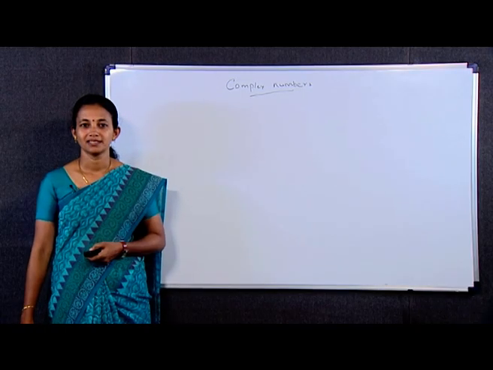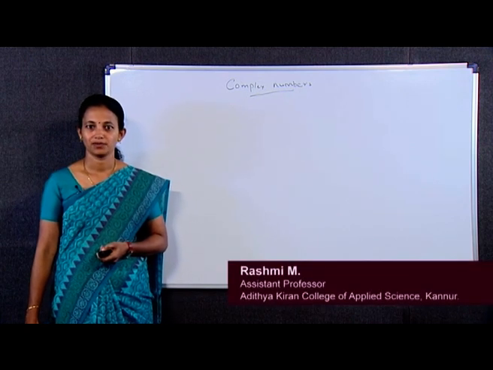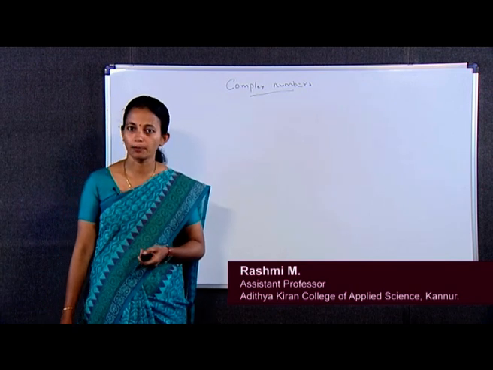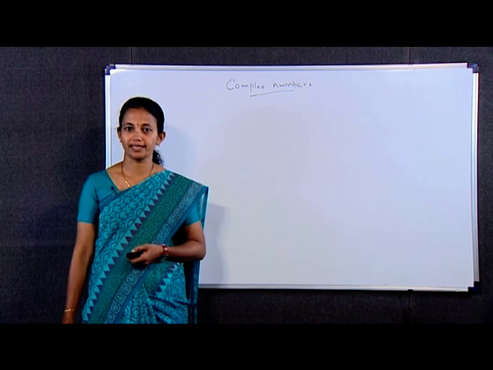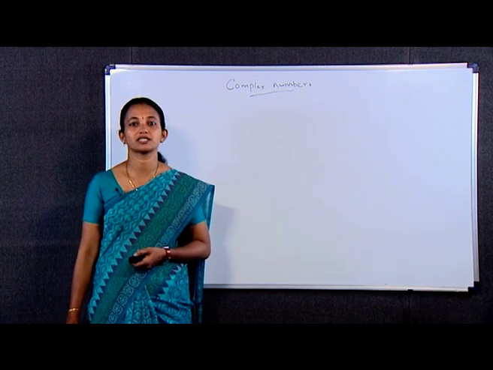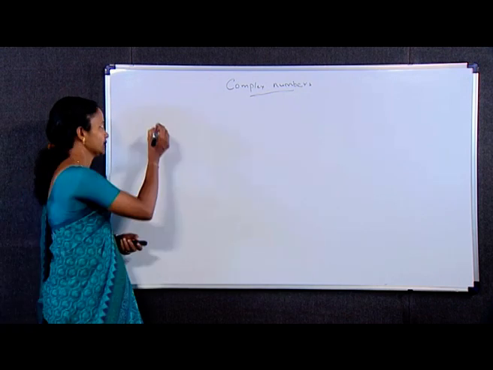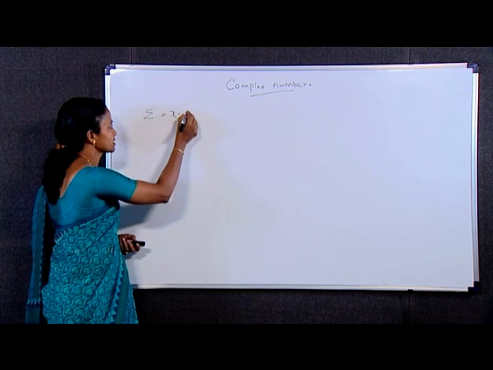Hi friends, today we will discuss complex conjugate. The complex conjugate, or simply conjugate, of a complex number z = x + iy is defined as the complex number x - iy and is denoted by z bar. That is, z bar = x - iy.